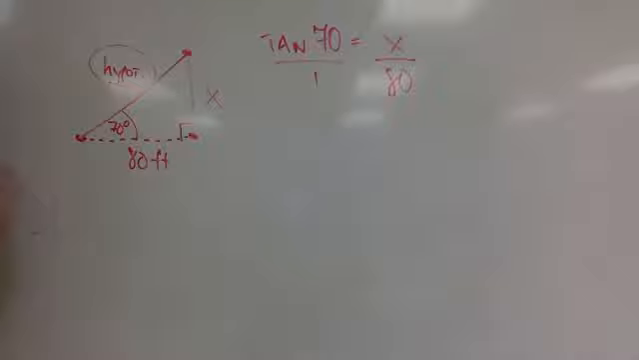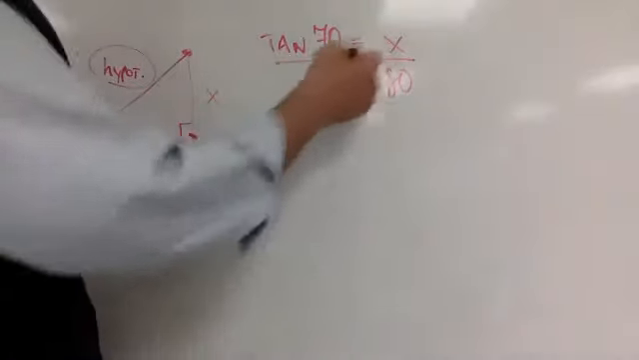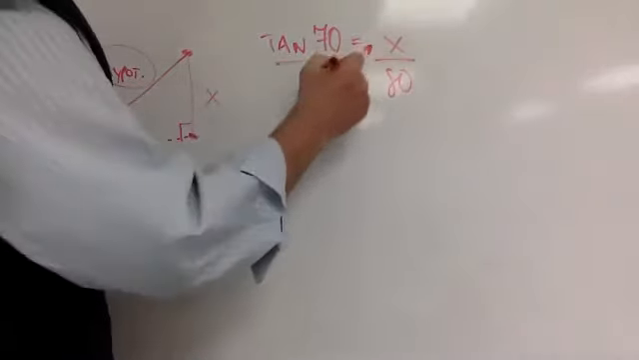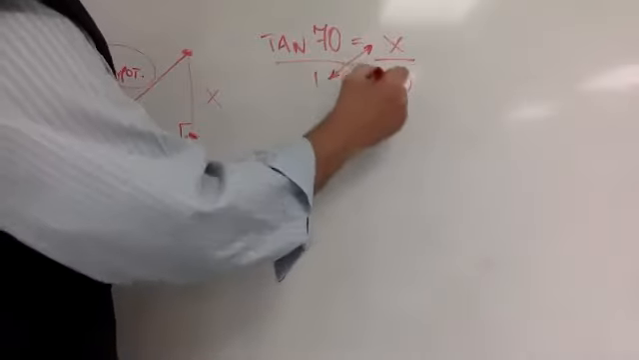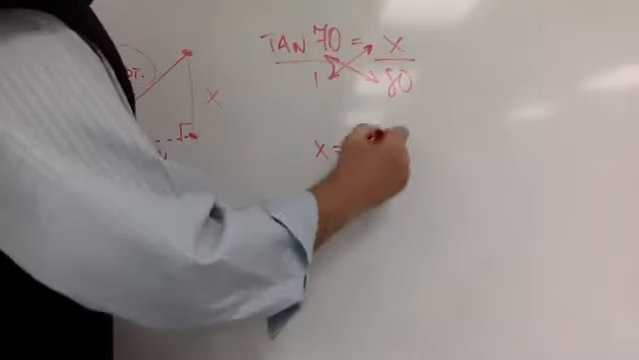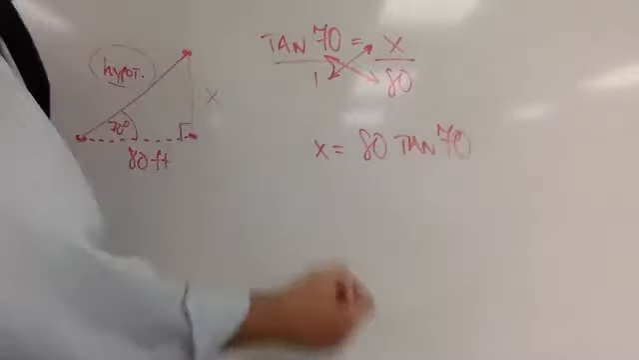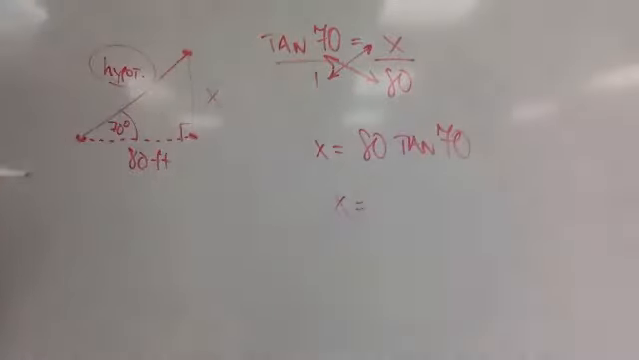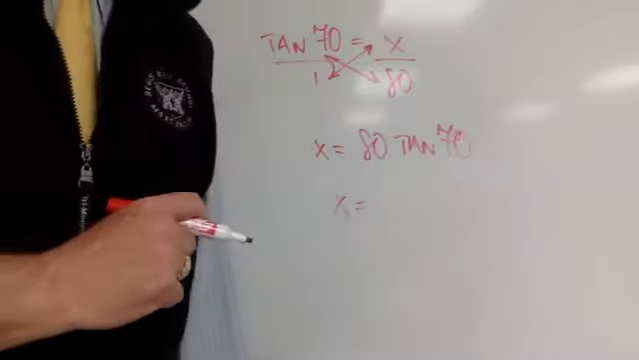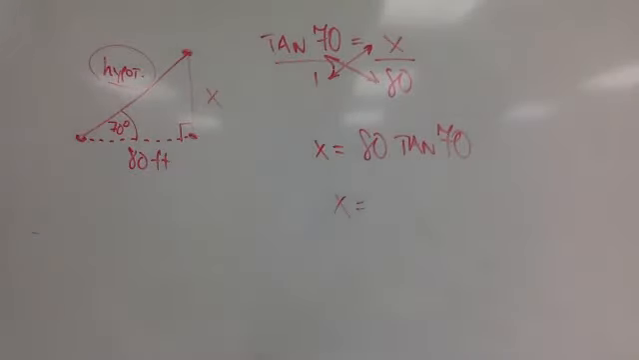Cross multiply. So x times 1 is just x, right? And 80 times the tangent of 70. So nice and easy. Plug it into your calculator. What do you get when you do 80 times the tangent of 70? 219.8.